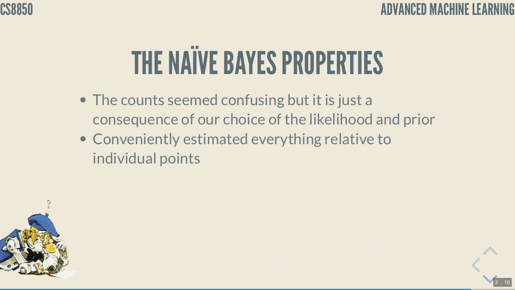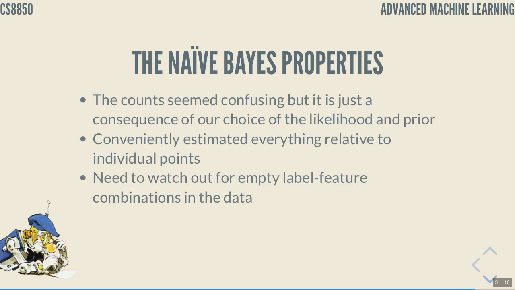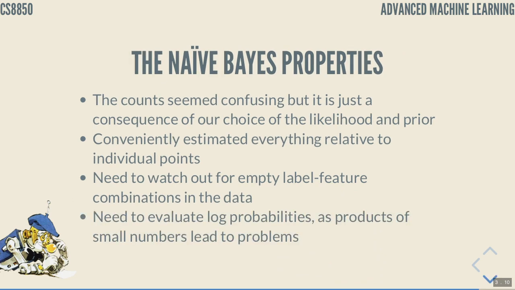We just work with one feature at a time and just watch out for empty labeled feature combinations in the data. Use Laplacian smoothing. This product of numbers less than one is killing us, because the larger the number of features, the smaller the individual values. We just use log probabilities instead.